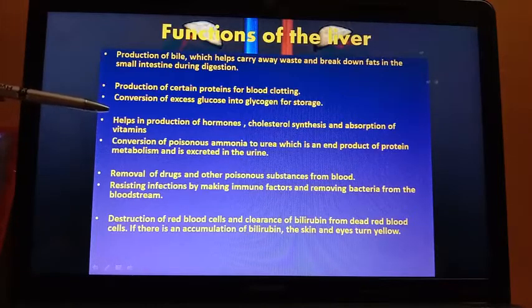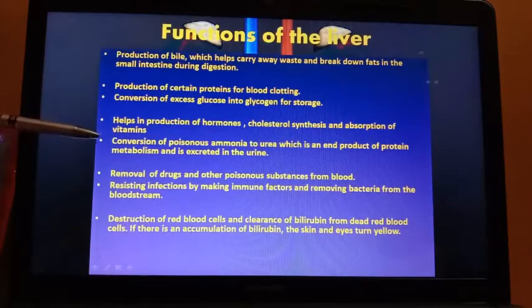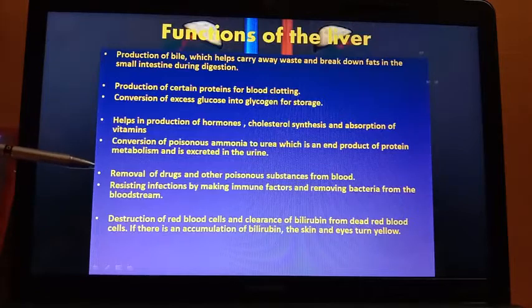Next is production of certain proteins for blood clotting, conversion of excess glucose into glycogen for storage, helps in the production of certain hormones, cholesterol synthesis and absorption of different types of vitamins, conversion of poisonous ammonia to urea, which is an end product of protein metabolism. Actually, after the protein metabolism, ammonia is produced, which is highly toxic. So liver converts the ammonia to the urea and urea is excreted through the urine.